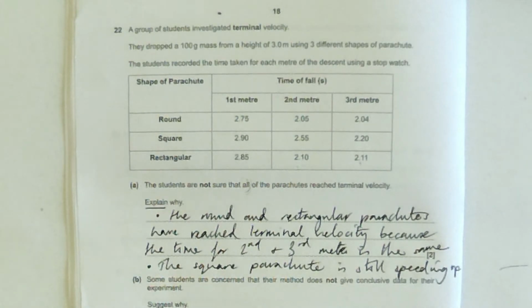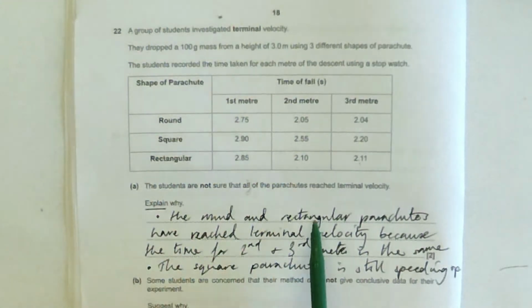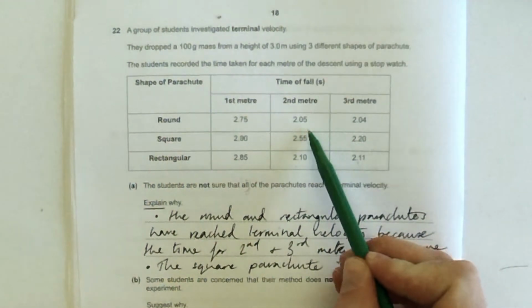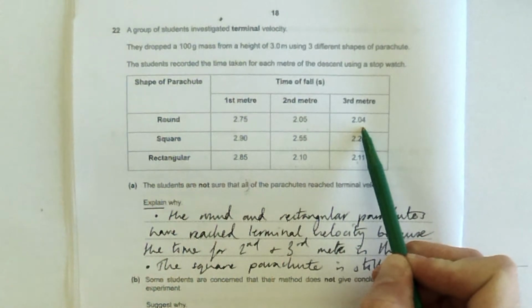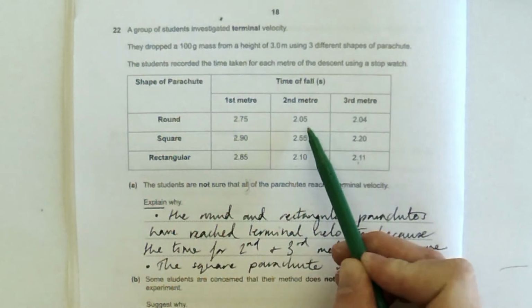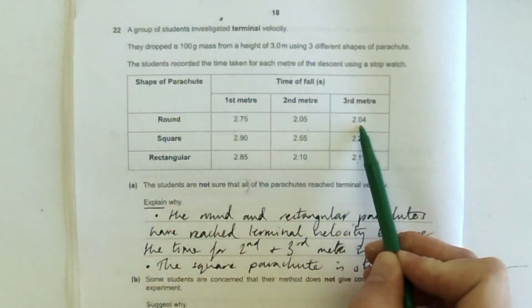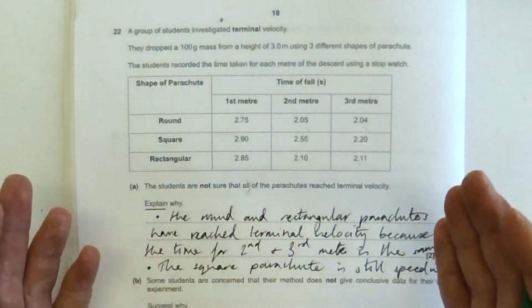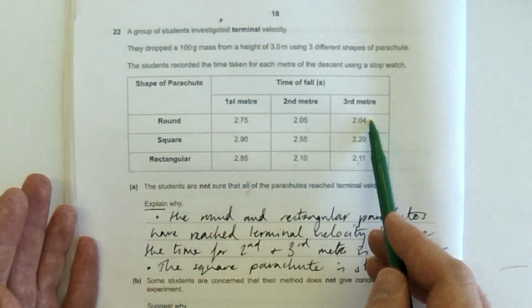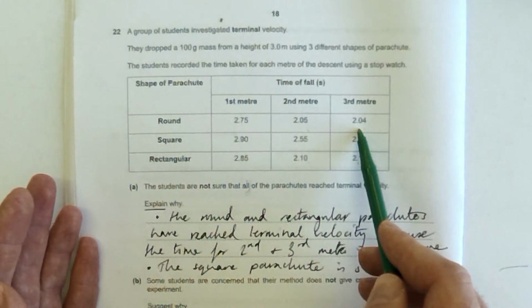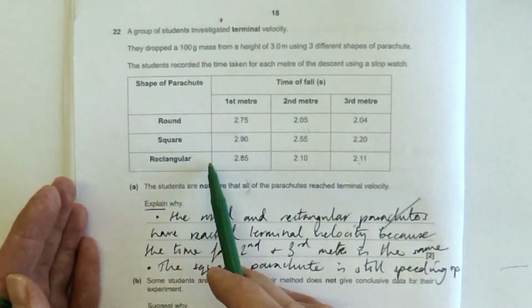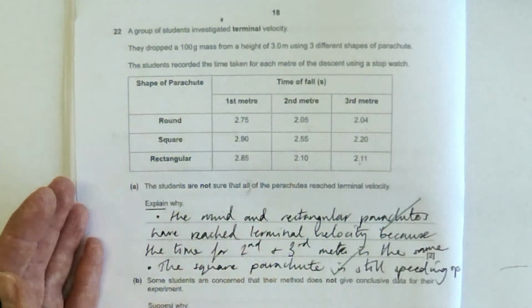Most people, if they got this, just haven't really been particular about which parachutes were doing which job. Or indeed, they thought that because the times aren't exactly the same, it was still speeding up for the round and the rectangular. They hadn't realized that this is the same time within the bounds of experimental uncertainty. It's not a significantly shorter time for this third meter than it is for the second meter. So a mark for saying that they are sure about the round and the rectangular one, they're not sure about the square one.